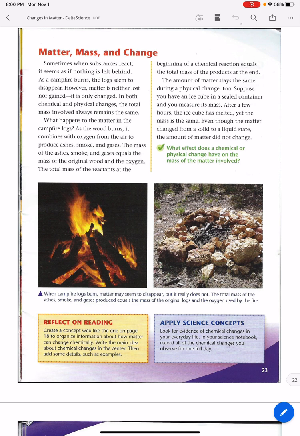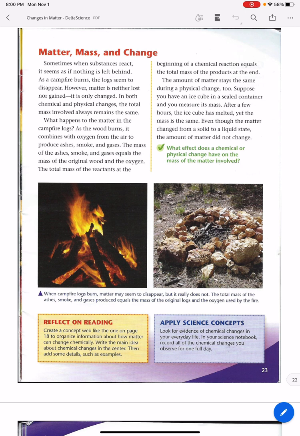Matter, mass, and change. Sometimes when substances react, it seems as if nothing is left behind. As a campfire burns, the logs seem to disappear. However, matter is neither lost nor gained. It is only changed. In both chemical and physical changes, the total mass involved always remains the same.